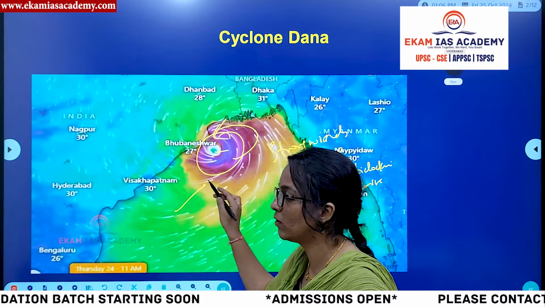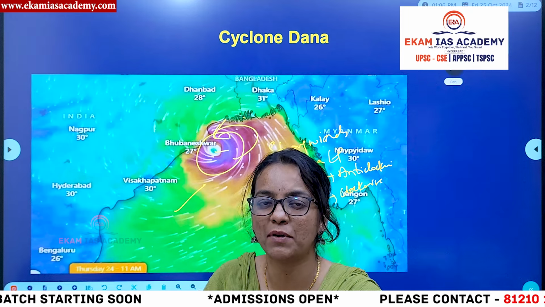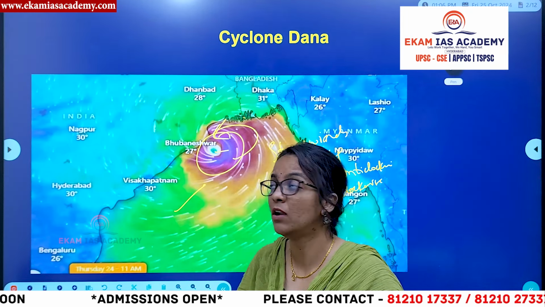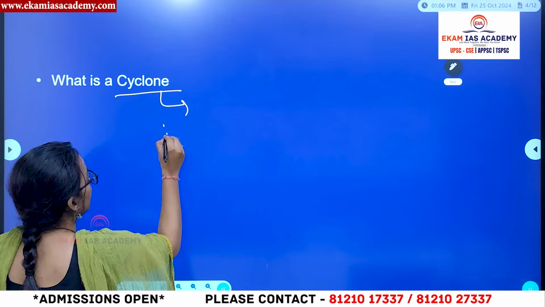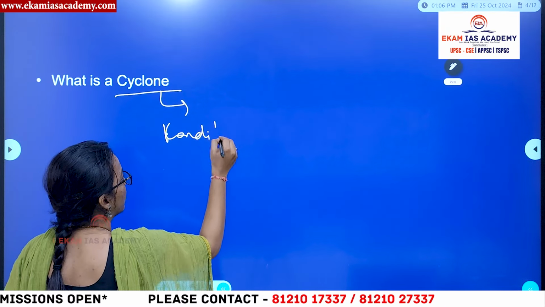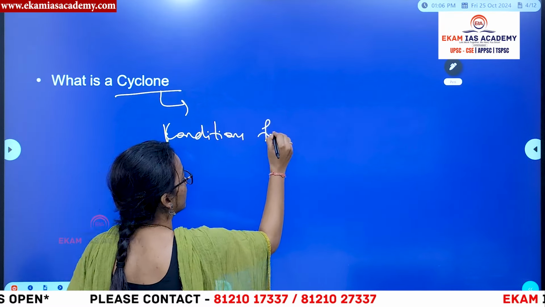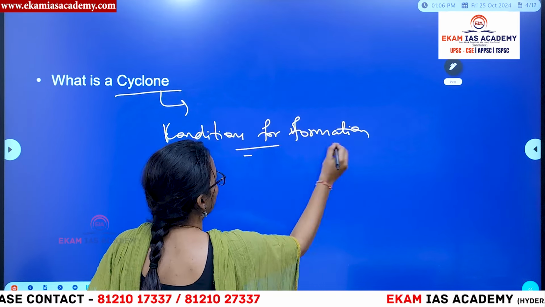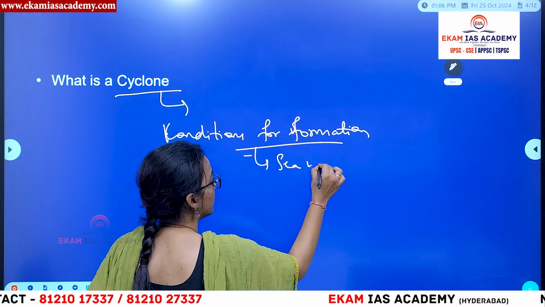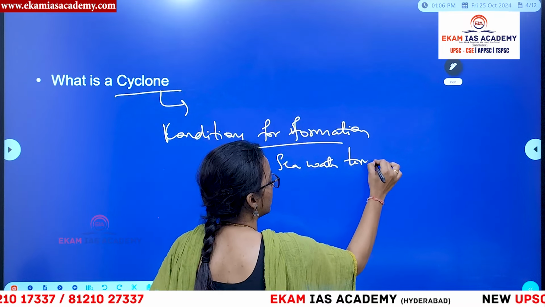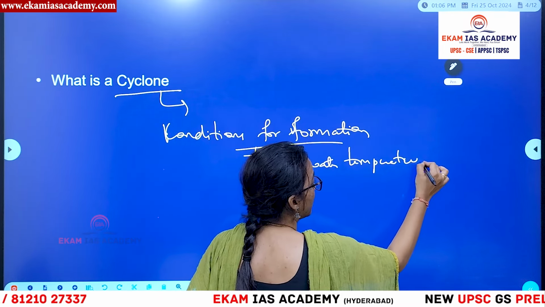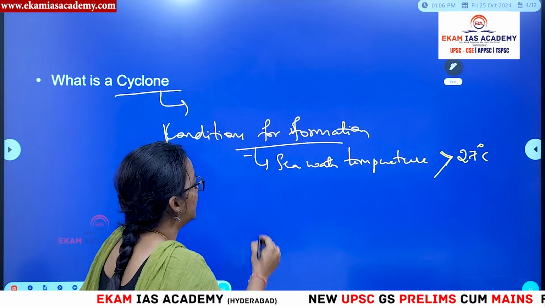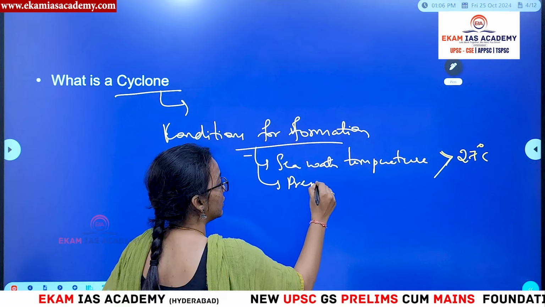To form a cyclone, there must be some conditions: how the temperature should be and what the presence of Coriolis forces is. We will see in the next slide the conditions for formation of cyclones. Sea water temperature should be at least 26 degrees Celsius, preferably greater than 27 degrees Celsius, and also the presence of Coriolis forces.